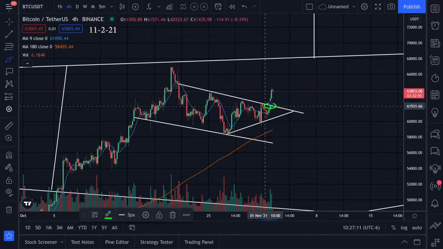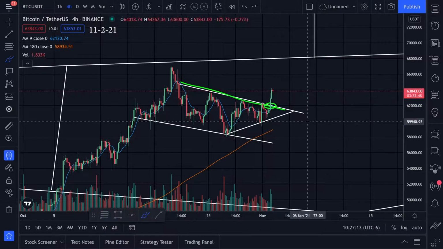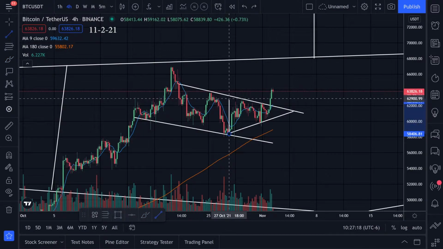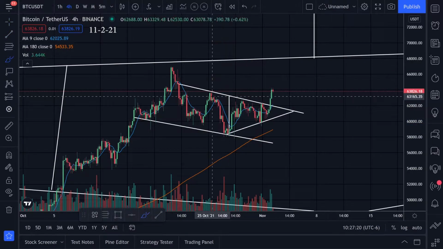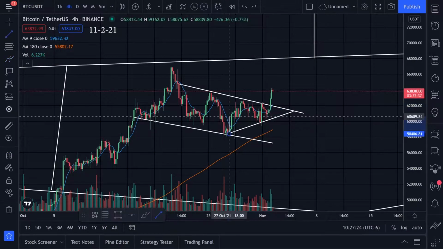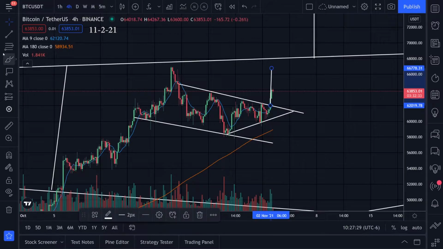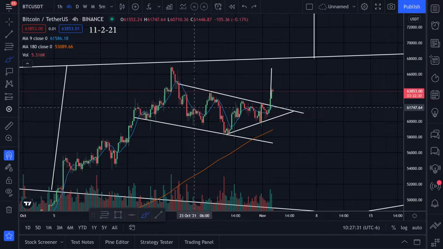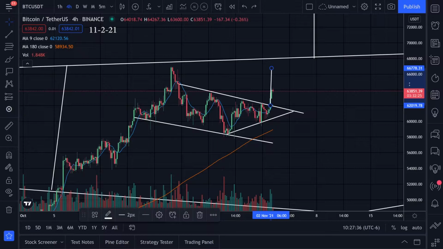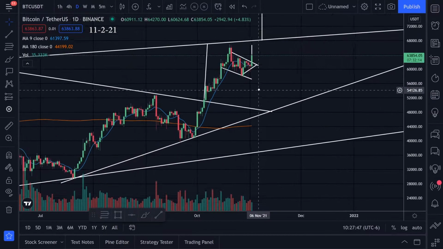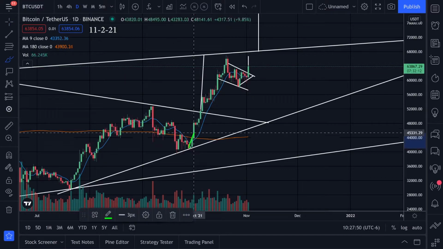So we broke that top line going to the upside. What I'm doing right now is targeting from the top to the bottom of this triangle pattern right here. Target from the top to the bottom of that triangle, drag that to the breakout, and that brings us up to this previous resistance right here at around 66,778 approximately.